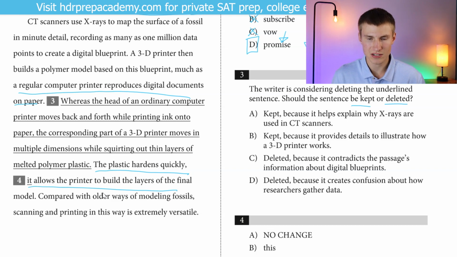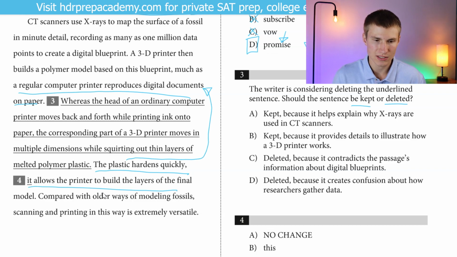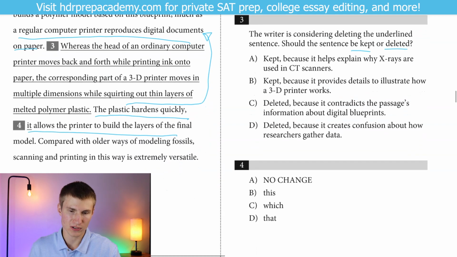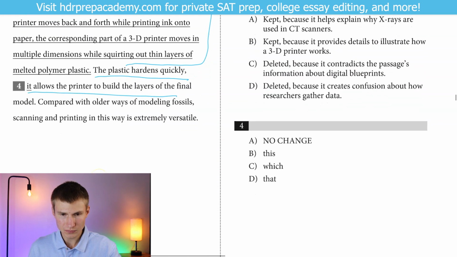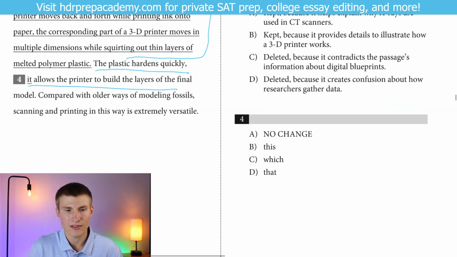Okay, now one thing that jumps out to me immediately, I don't know what plastic I'm referring to because it wasn't talked about before this underlined portion. Next thing that we've got, we can go and answer number 4 as well here while we're at this point. We have the plastic hardens quickly, and then something allows the printer to build the layers of the final model.